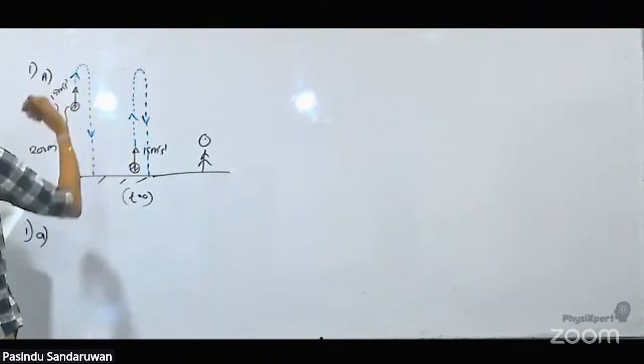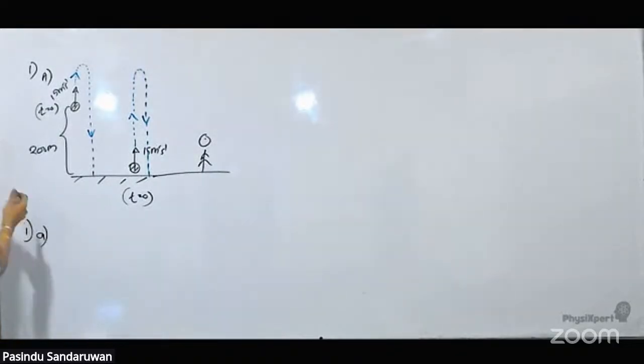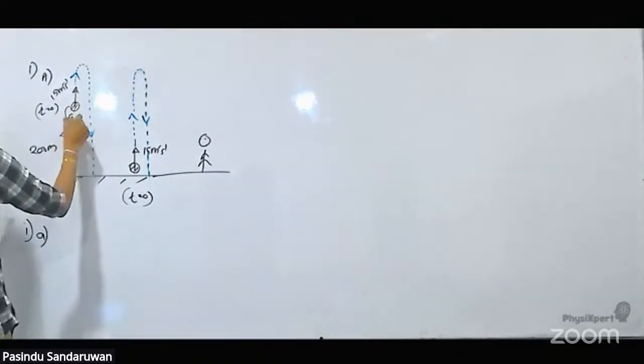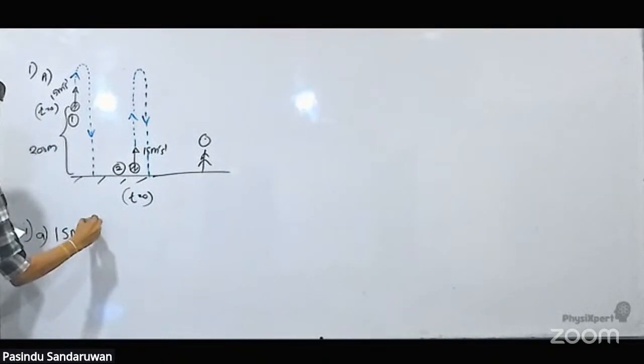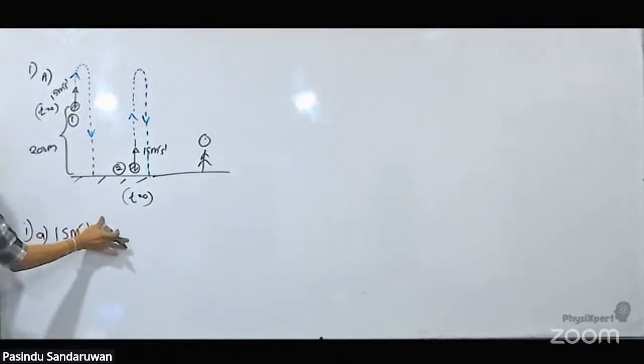So he sees this. Then I will refer to this as the first stone, and this as the second stone. For the first stone, that is 15 m/s upwards, vertically upwards. 15 m/s vertically upwards.